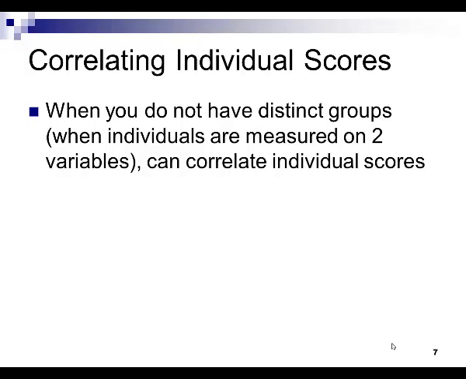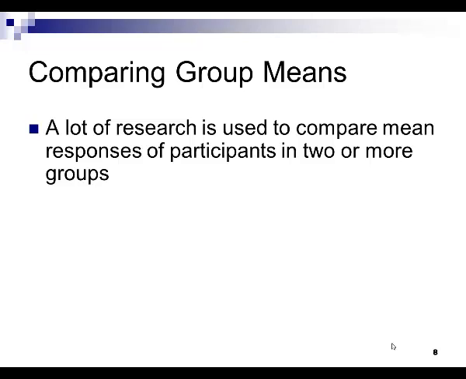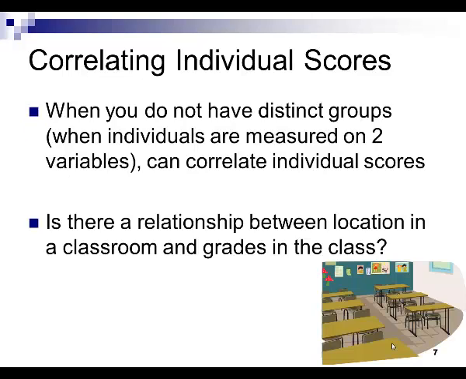When individuals are measured on two variables, you can correlate individual scores, which is really a nice thing to be able to do. So you can answer questions such as the one that you see here, such as, is there a relationship between location in a classroom, where you sit, and grades in the class? A lot of research has been done, by the way, on this, and what they have found, interestingly enough, is that there is, and typically people who sit up front tend to have higher grades.